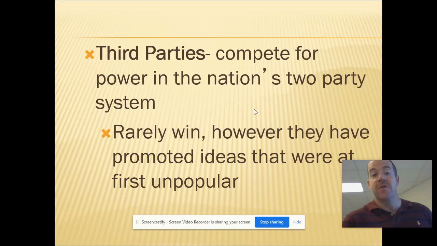Third party. We have third parties in the United States. It's not a three-party system, but there's a third party. Most of the time, a third party is not going to win. But what they do serve to do is they can basically take votes away from one of those other parties, which is going to enable the other party to win.